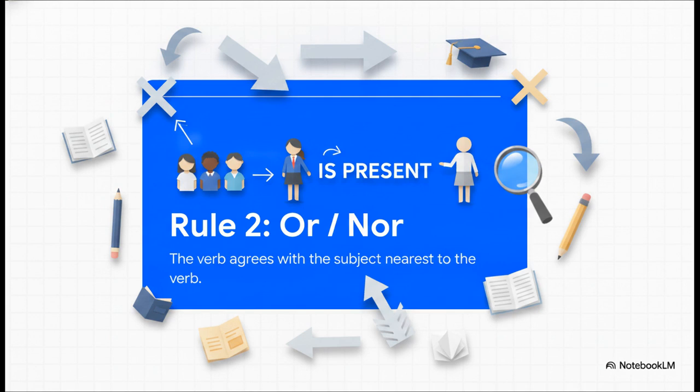So, neither the students nor the teacher is present. Teacher is right next to the verb. It's singular, so the verb is. The students? Plural, sure, but they're way too far away to matter.